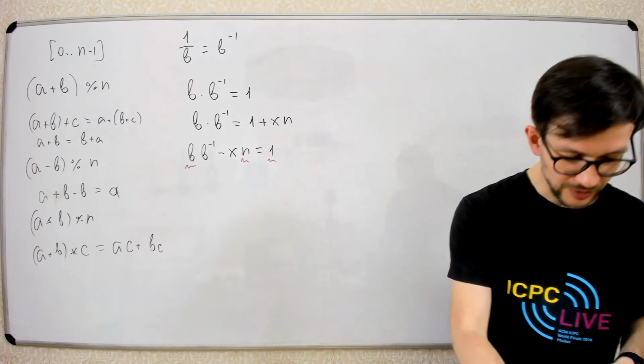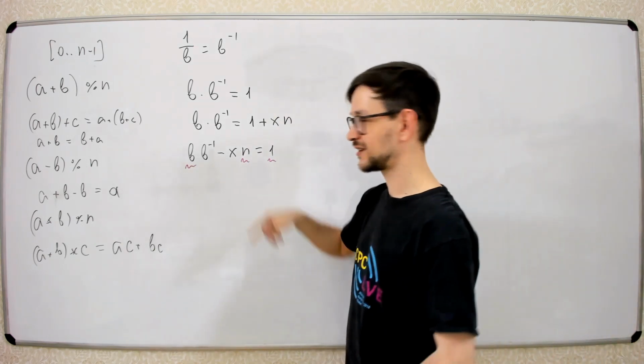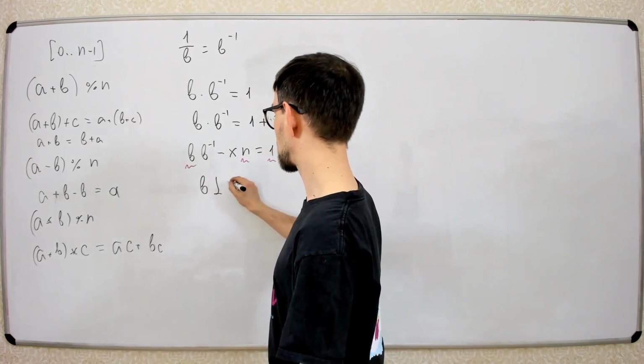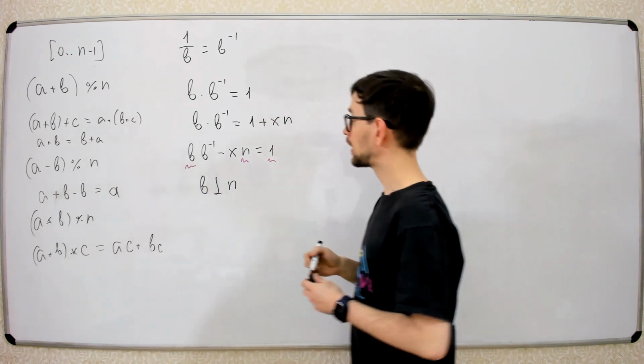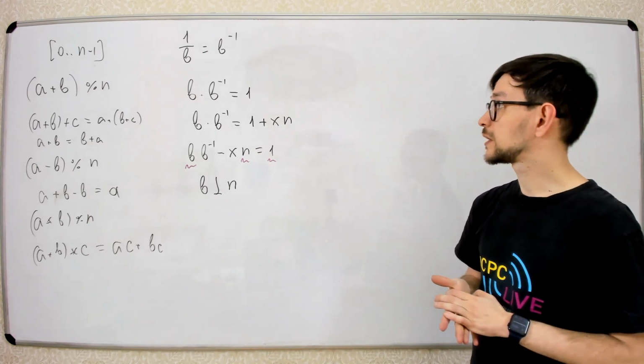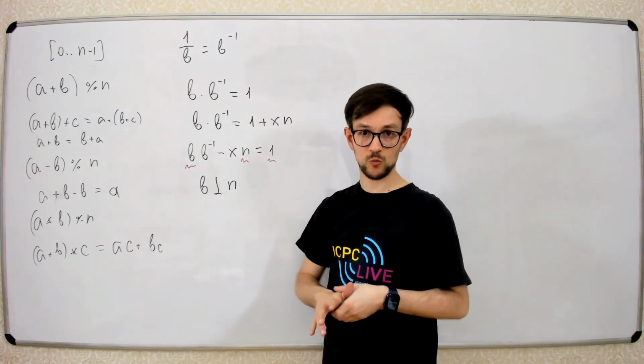Yeah. Then the greatest common divisor is 1. Greatest common divisor of what? Of b and n. So this equation is solvable only if b is coprime with n. So what does it mean?